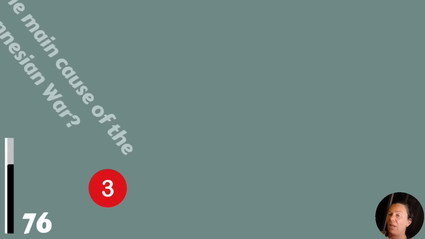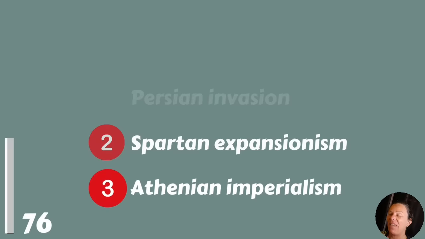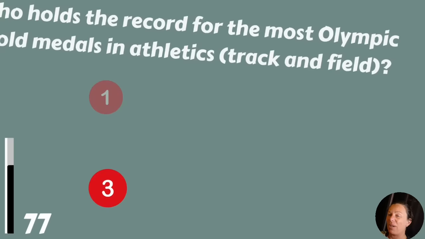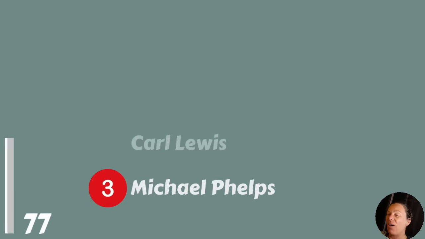What was the main cause of the Peloponnesian War? Persian invasion, Spartan expansionism, or Athenian imperialism? Athenian imperialism. Who holds the record for the most Olympic gold medals in athletics, track and field? Usain Bolt, Carl Lewis, or Michael Phelps? Carl Lewis.